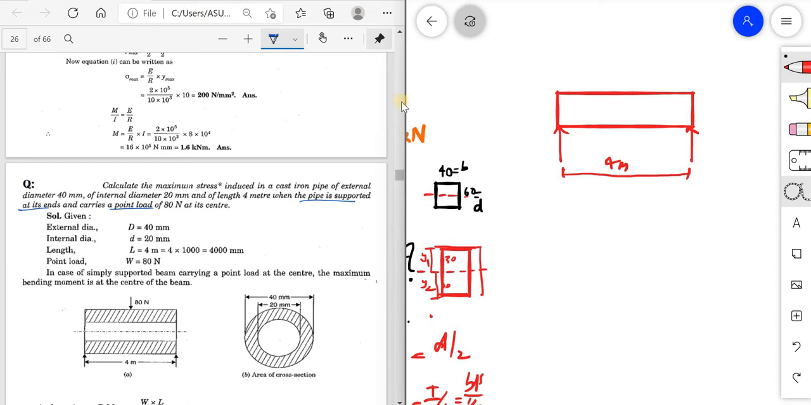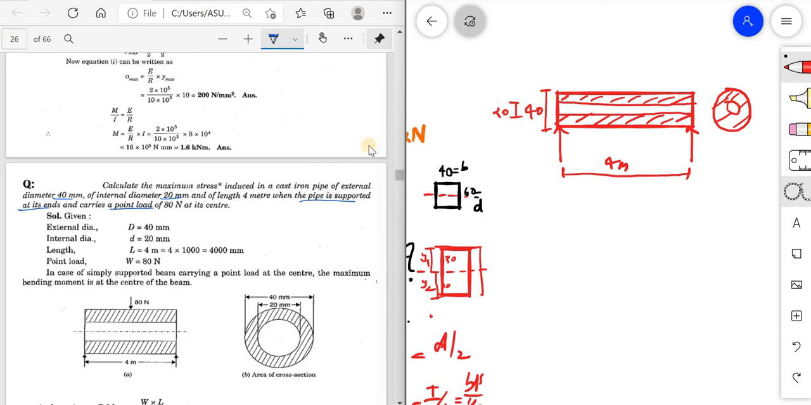And what are the conditions given? Here we have an external diameter of 40 and an internal diameter. If I draw the cross section, it will be like this. Since the pipe is hollow, the diameter is given as 40 and the internal diameter as 20. If I draw the cross section, it will look like this only. So this will be my cast iron pipe.